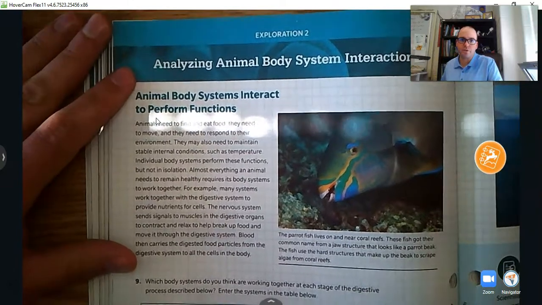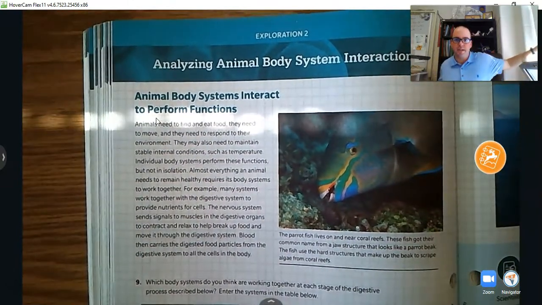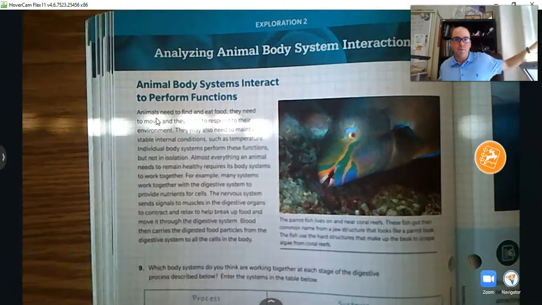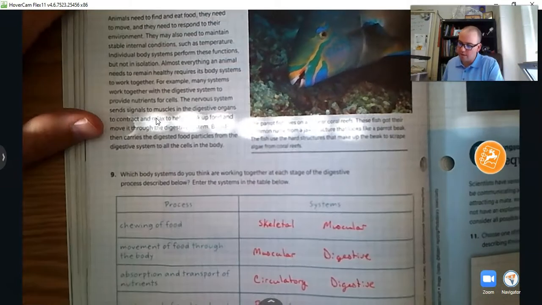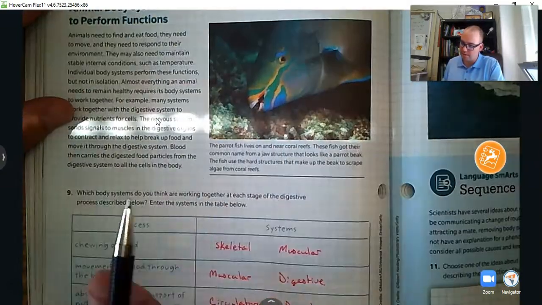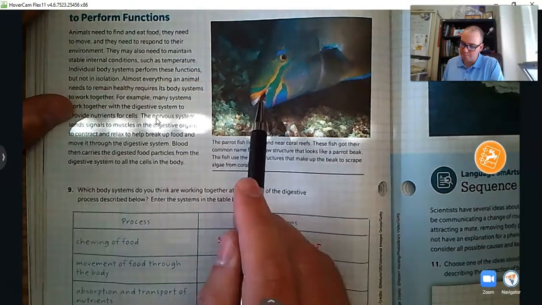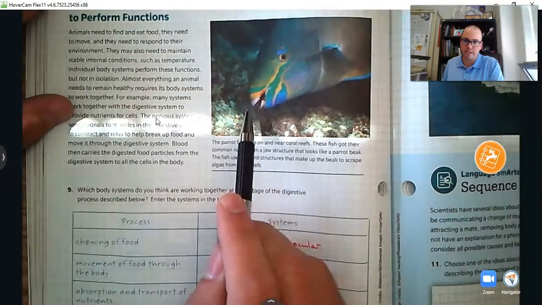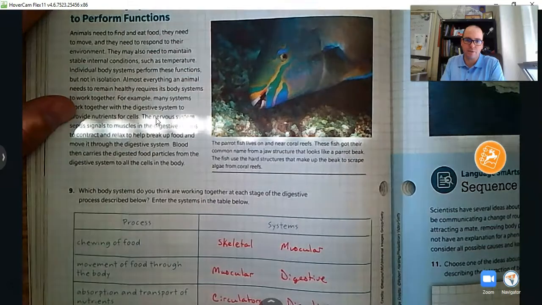So if we look at exploration 2, analyzing body systems. If we analyze body systems and how they interact, animal body systems interact to perform functions. All right, if we look at this parrotfish, it has some systems that are interacting here. It lives near coral reefs, and they got their name from this beak-like thing that they have on the front. They actually take bites of coral off, so it's a pretty substantial structure there.